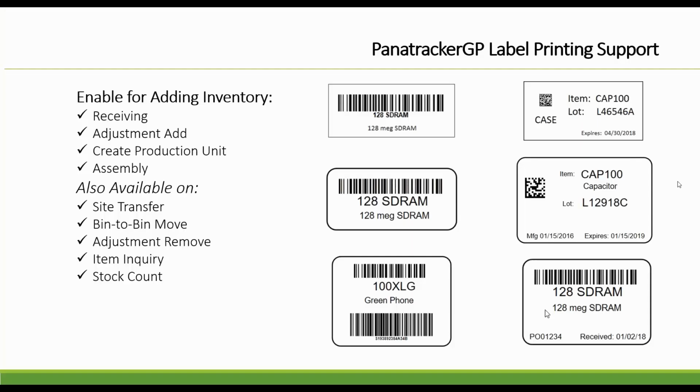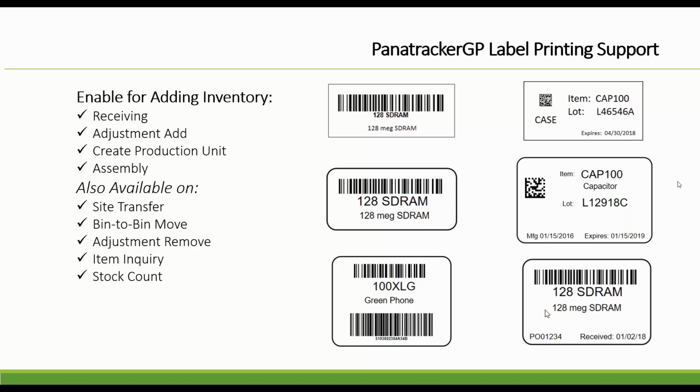So the first thing we'll look at here is PannaTrack or GP's label printing support. So of course, we wouldn't be a robust barcode solution who's been in the game for coming up on 20 years now if we didn't offer you the ability to print barcode labels throughout our application. Whether it's when you're receiving inventory, adjusting it in, maybe you're completing a manufacturing order or an assembly transaction and you need to print labels for your inventory. PannaTrack can support that every step of the way.